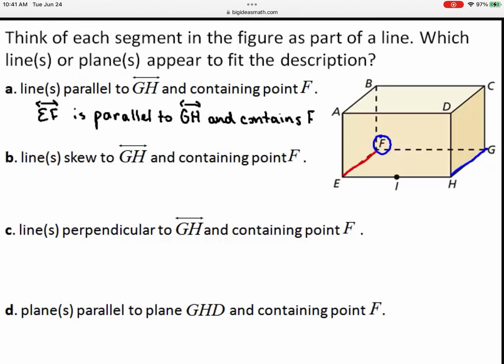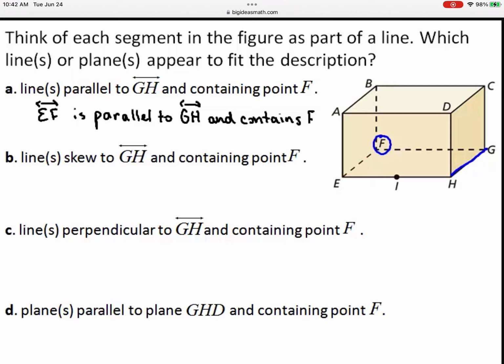So line EF is parallel to line GH and contains point F, because line EF is the only line that contains point F that does not intersect line GH and is in the same plane as line GH.